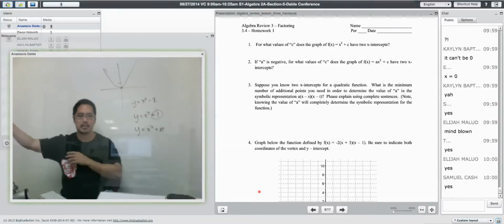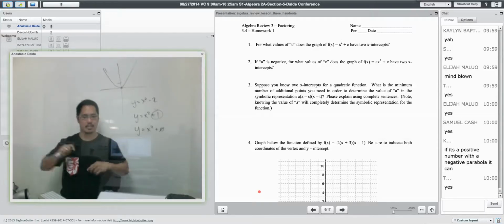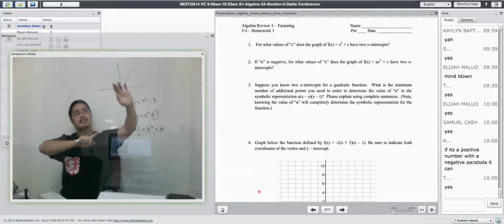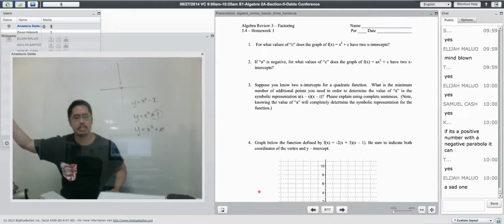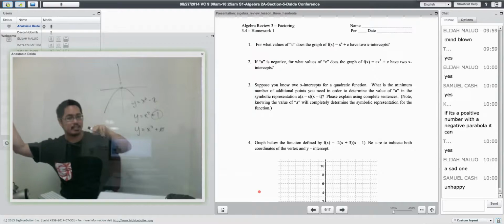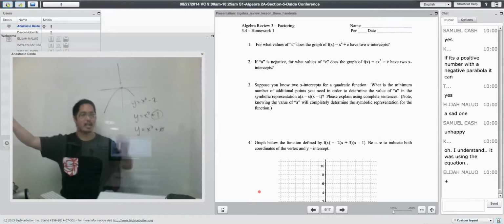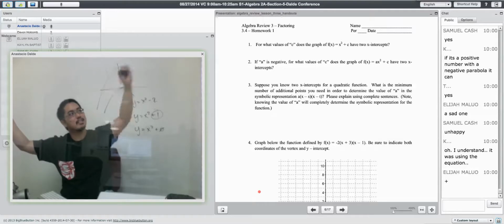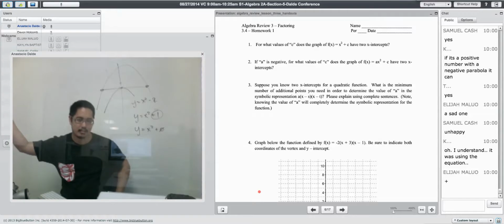All right. Number 2. If A were negative, how does that change your answer? Well, if A is negative, then I'm not dealing with a happy parabola. What kind of parabola am I dealing with? A sad one, exactly. It's an upside down one. And if that's the case, what values of C would I need to give me 2 x-intercepts? I would need positive values of C because I would want to push this thing up so it would have at least 2 intercepts. We cool?